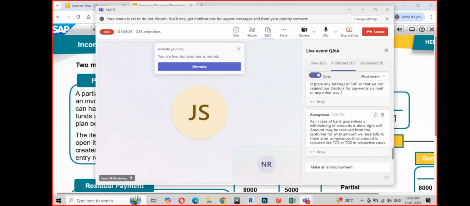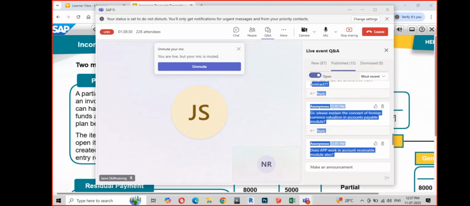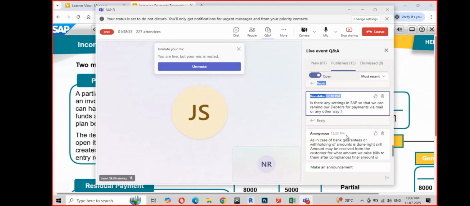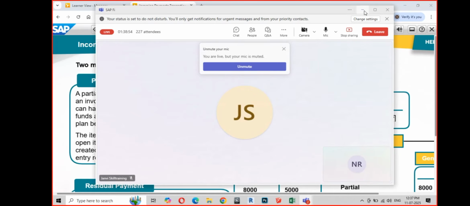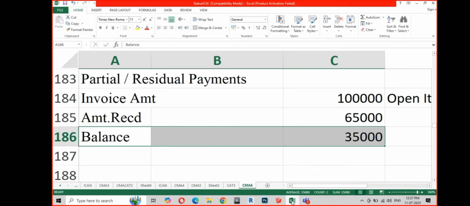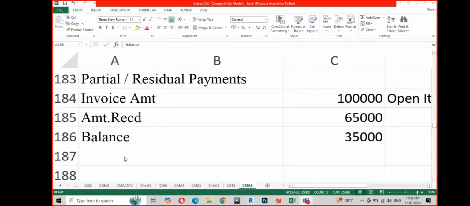Very interesting. Is there any setting so that you remind customers of their outstandings? Yes, you have a concept called dunning. I'll just make a note of it. Now, is this understood? Partial and residual.